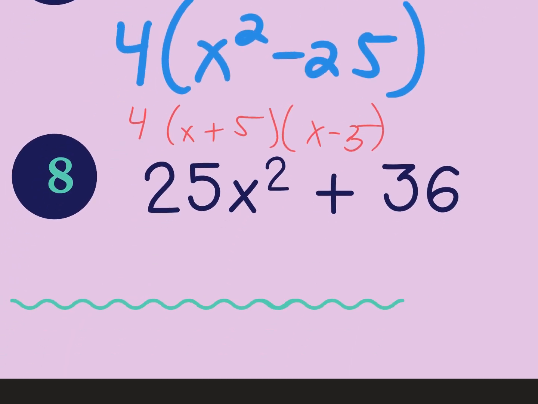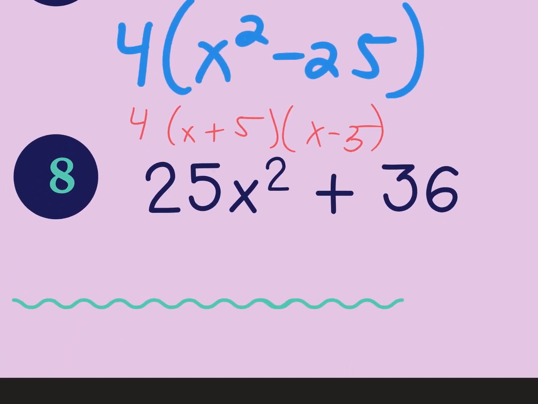All right, so the last one. Number 8. GCF? No. Okay. Is 25x squared a perfect square? Yep. 5x, 5x. Is 36 a perfect square? 6 and 6. Is that a minus sign? Can we factor this? No.